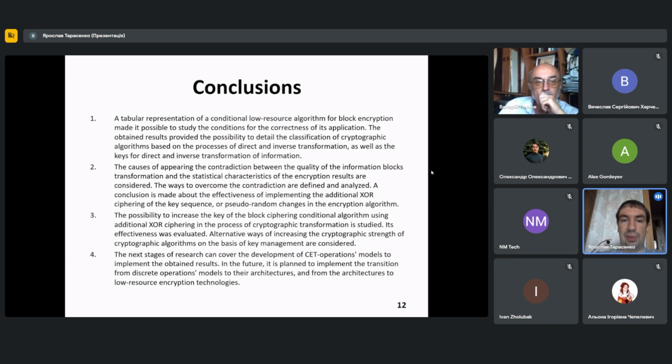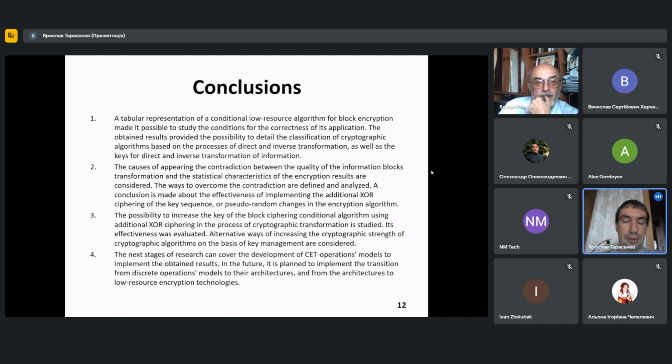The obtained results provide the possibility to detail the classification of a cryptographic algorithm based on the processes of direct and inverse transformation, as well as the keys for direct and inverse transformation of information. The causes of the apparent contradiction between the quality of the information blocks transformation and the statistical characteristics of the encryption results are considered. The ways to overcome the contradiction are defined and analyzed, and a conclusion is made about the effectiveness of implementing the additional XOR ciphering of the key sequence or pseudo-random changes in the encryption algorithm.